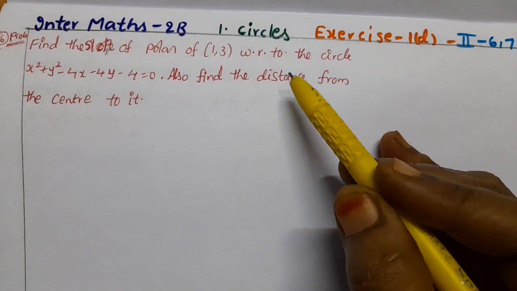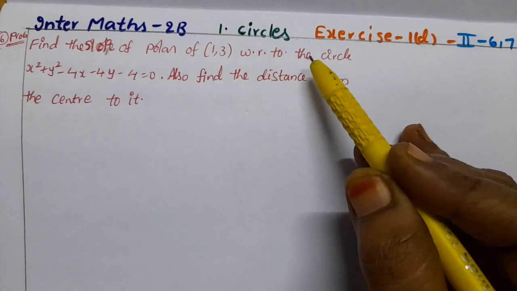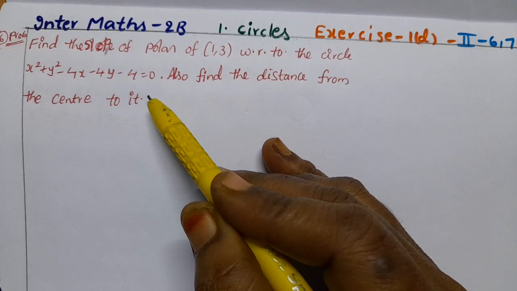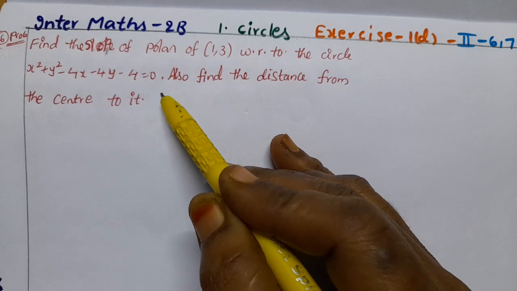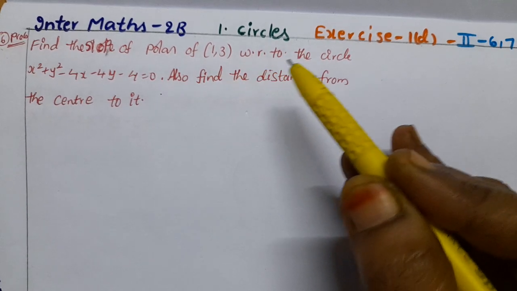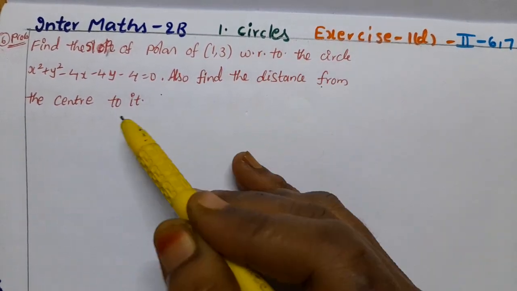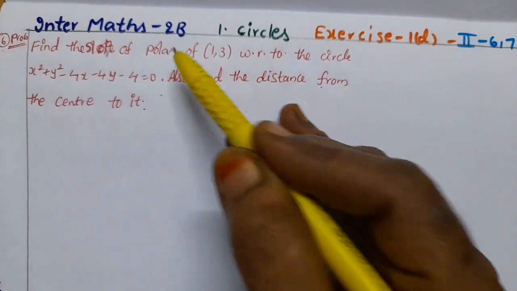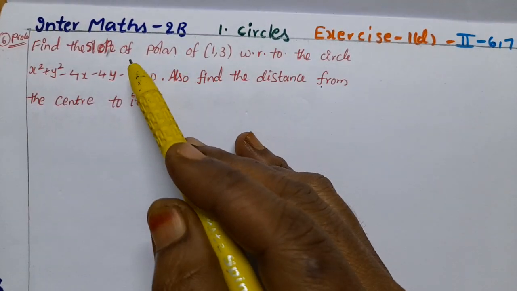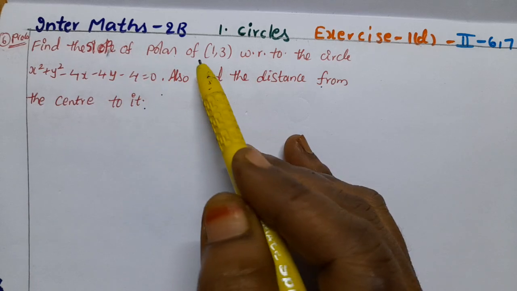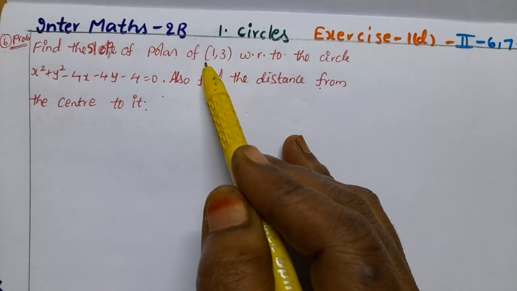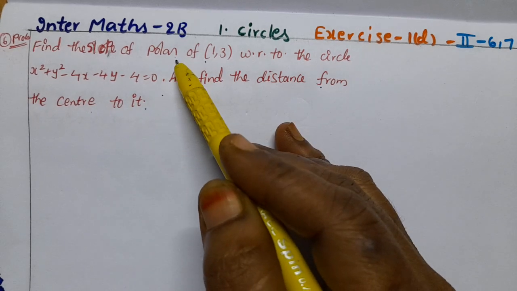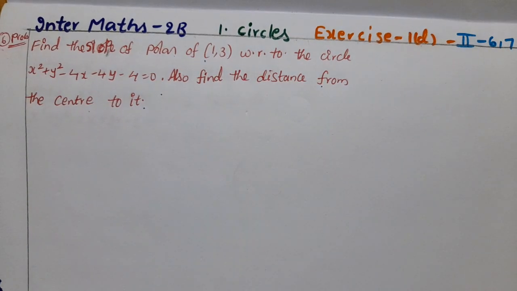Find the slope of the polar of (1, 3) with respect to the circle x² + y² − 4x − 4y − 4 = 0. Also find the distance from the center to it. It means polar. Here we have to calculate two things: first, the slope of the polar line, and then the perpendicular distance from the center to this polar line. Solution.